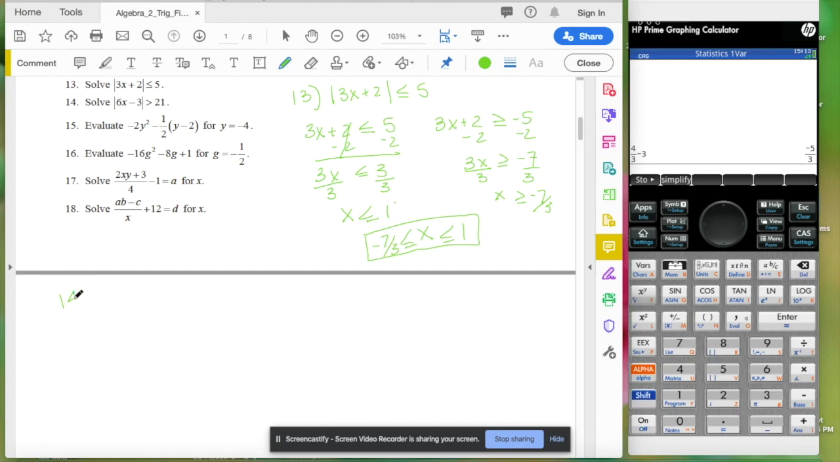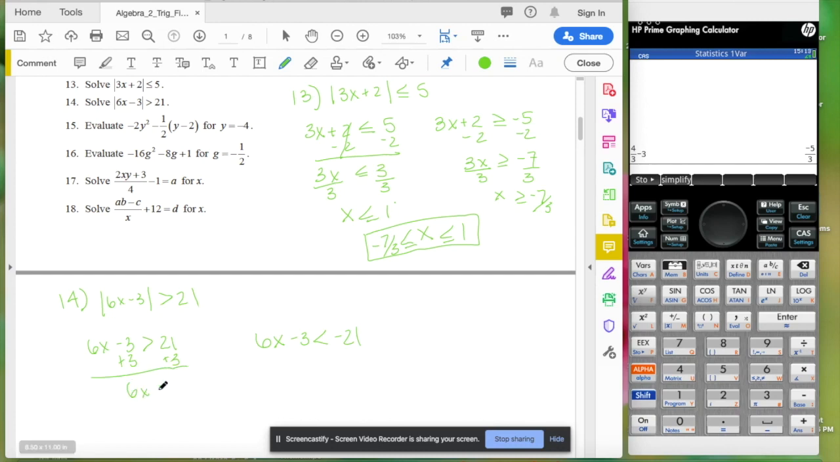So for 14, same thing. So we get absolute value of 6x minus 3 is greater than 21. We're going to do our two cases. So 6x minus 3 is greater than 21. So we have the same thing up there. Then we're going to do the opposite and the reciprocal for the next case. So 6x minus 3 is less than negative 21. So let's do both. So we're going to add 3, add 3.